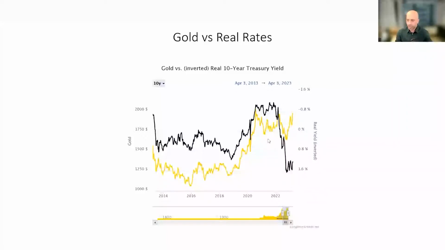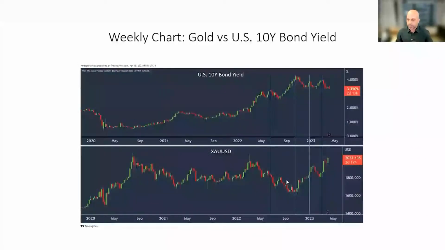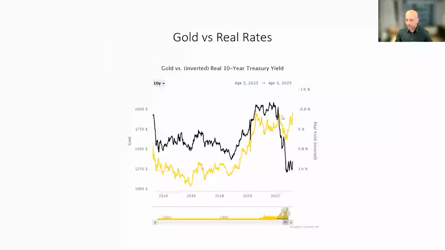So this is the macro environment that we were in in 2022. After gold prices peaked, real rates started increasing. This happened as central banks around the world started raising interest rates to combat inflation. So as interest rates rose, real yields were also rising. So as real yields moved from negative territory to neutral and finally into positive territory, the price of gold followed suit and actually dropped pretty significantly as well.